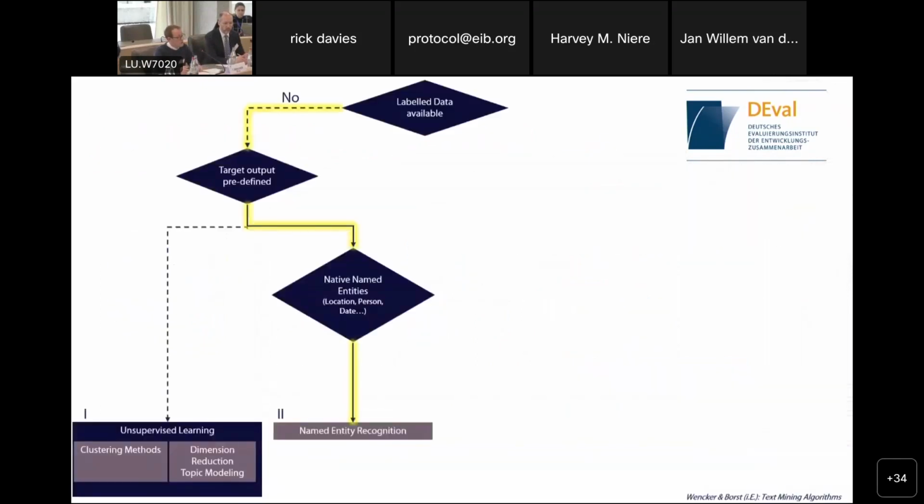Okay, if you somehow know what you're looking at or looking for, then you would answer yes to the question that the target output is somehow predefined, because you know what you're looking for, the concept. And then the next question would be, are you looking for a native named entity? So are you looking for something like a location, a person, a date, an organization, or similar things? Then you would end up with named entity recognition.